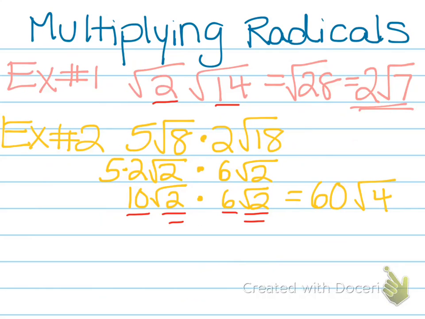Can you simplify that? Yes, you can. Root 4 is 2, so you have 60 times 2, which is 120, and this is our final answer. All right, let's look at another example.